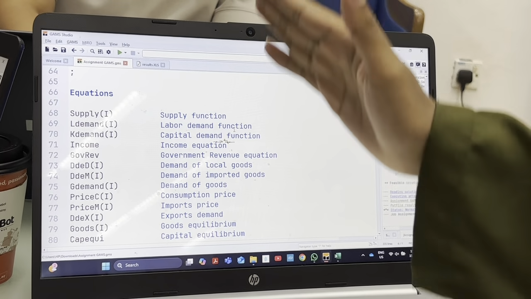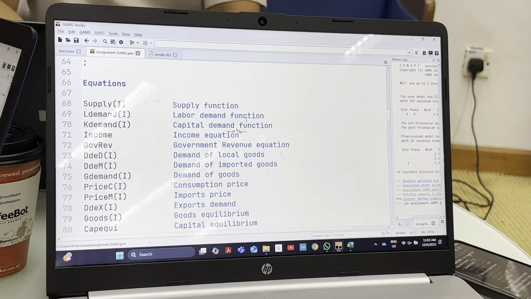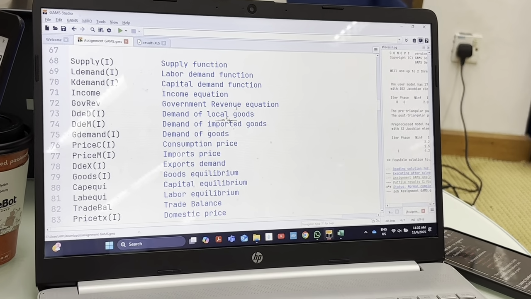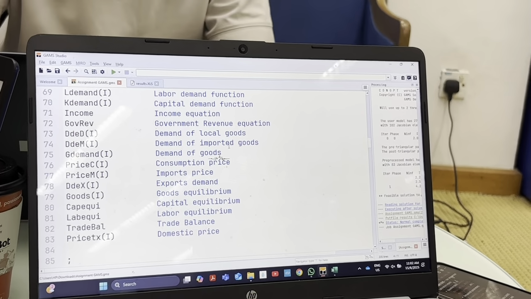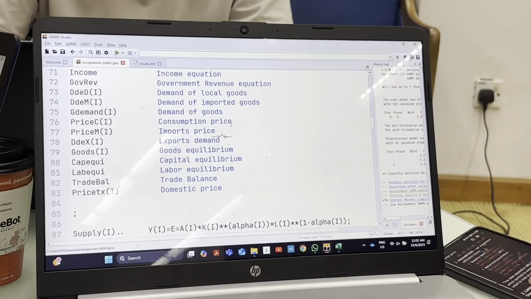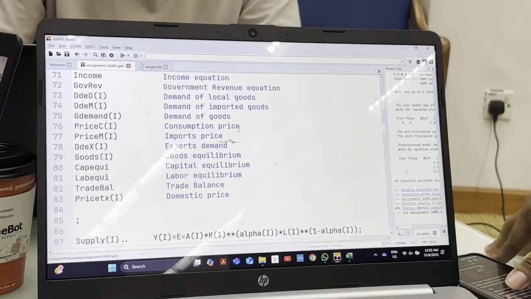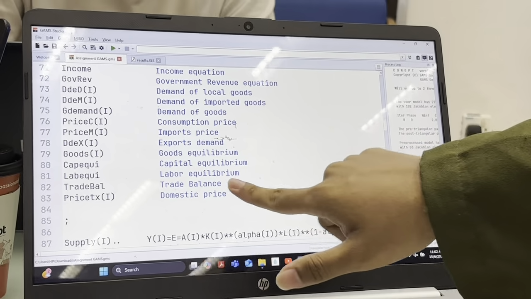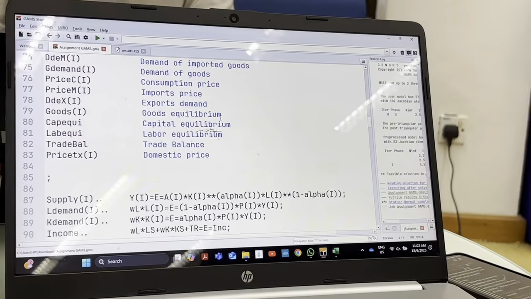And then we list down all the equations that we will use in this model. Firstly, the supply function, labor demand function, capital demand function, income equation, government revenue equation, demand of local goods, demand of imported goods, demand of goods, the consumption price, import price, the export demand, goods equilibrium, capital equilibrium, labor equilibrium, trade balance, and lastly domestic price.